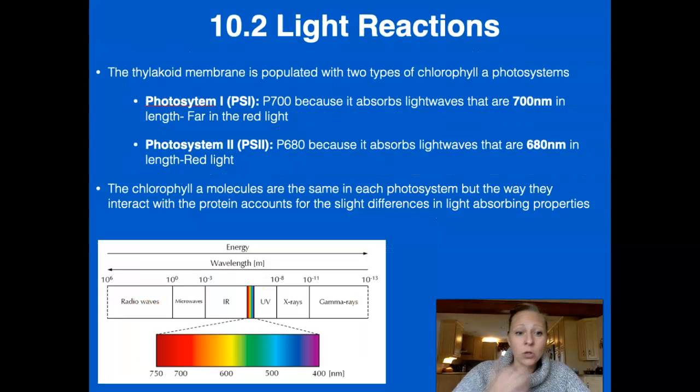And chlorophyll is our molecule in each photosystem, but the way that they interact with the protein accounts for the slight differences in the light absorbing properties. So the chlorophylls in both of those photosystems are going to be absorbing light at different wavelengths. So the chlorophyll A in photosystem 1 is going to be absorbing at 700, so right here, 700 nanometers. Whereas at photosystem 2, it's going to be at 680, so a little bit further down. And it's not that the molecules are different, it's just the way that they are interacting with the protein and the other parts of the protein that change the way that they can absorb light.